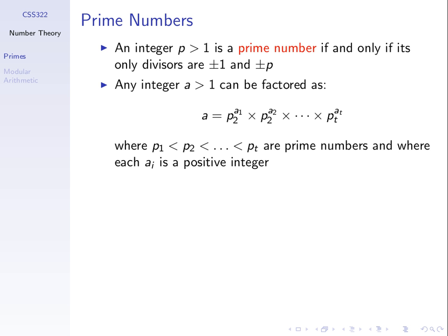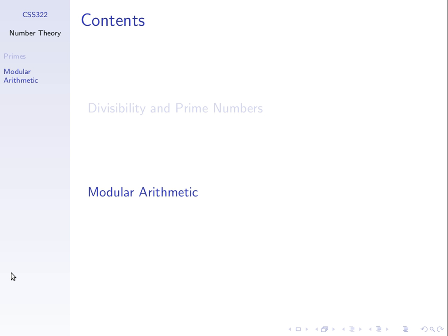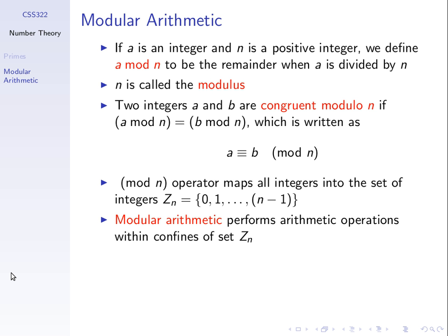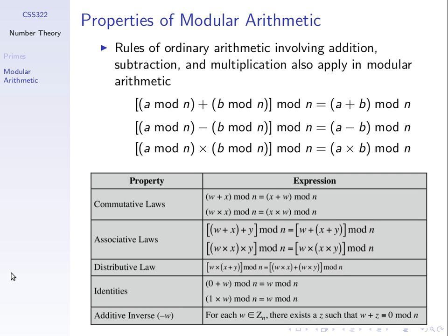What else do we see? Some prime numbers. And then we introduced modular arithmetic. We do our normal arithmetic, but in mod n, with some modulus. Everything is performed within the set Zn when it's in mod n, so from 0 up to n minus 1. The rules for ordinary arithmetic for addition, subtraction and multiplication also apply for modular arithmetic.